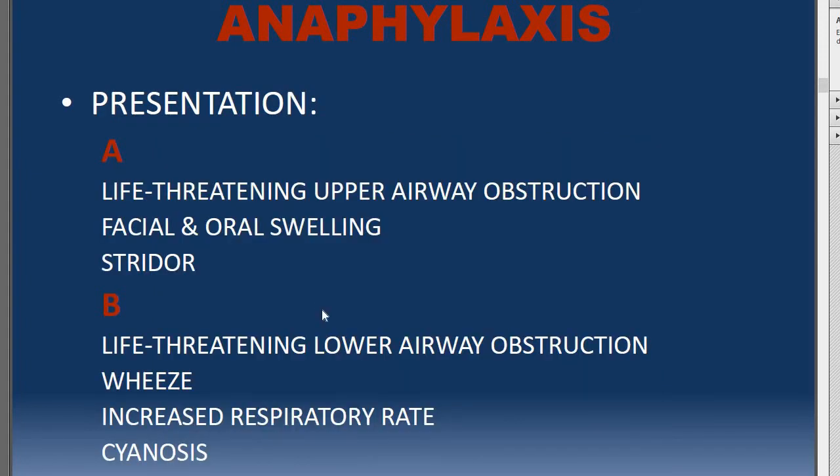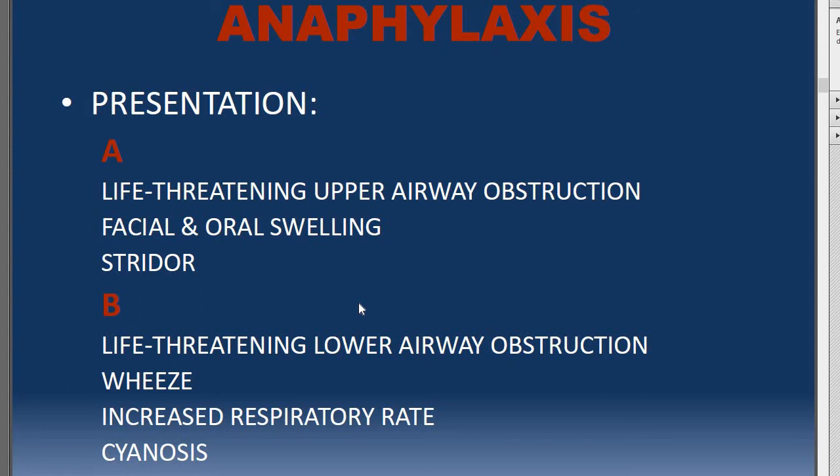So how do they present? Life-threatening upper airway obstruction, so facial or oral swelling or stridor. Stridor is like a snoring noise. It's a sign that all those soft tissues in the back of the throat are closing in around our airway. We went into detail about airway anatomy last week, but they're closing in around our airway, and they're causing this snoring noise as we're breathing in.